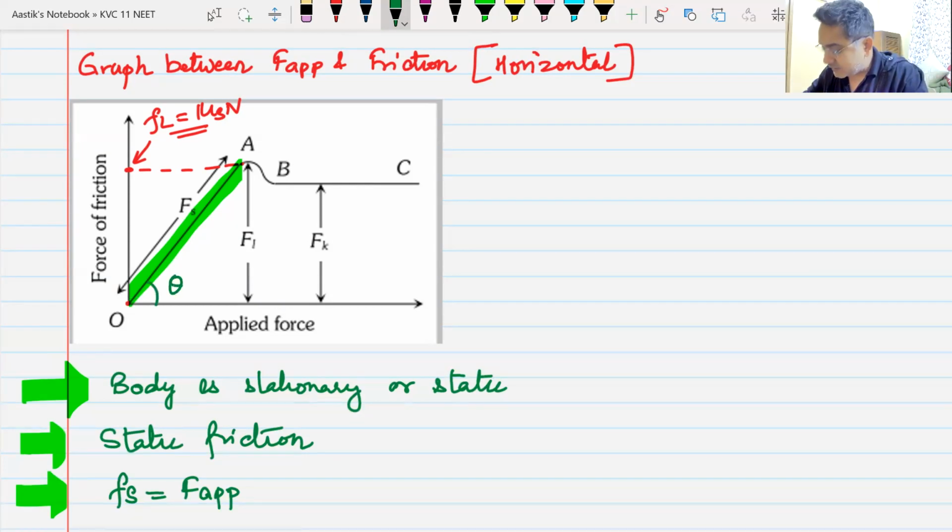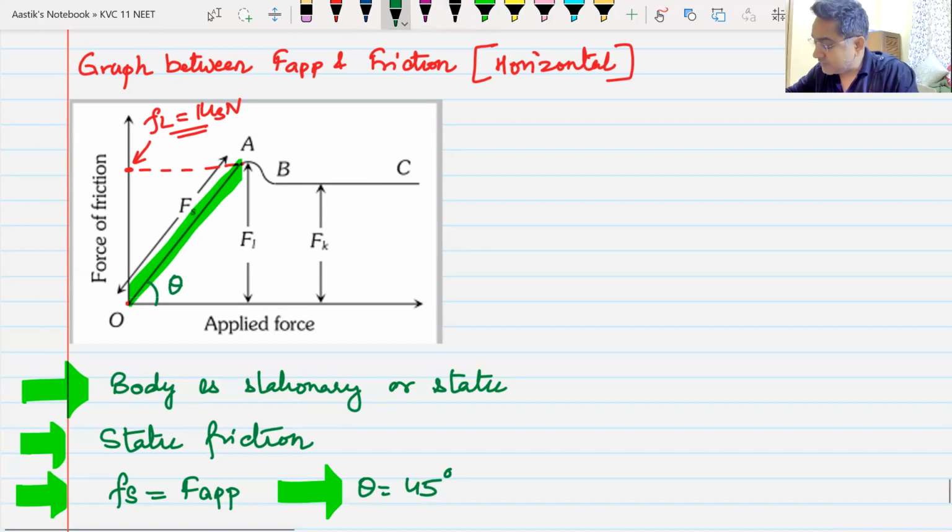And this angle theta, which this line makes, because both the forces are equal, so this is y is equal to mx plus c. The value of this angle theta is 45 degrees. Do we understand this? Remember these points.